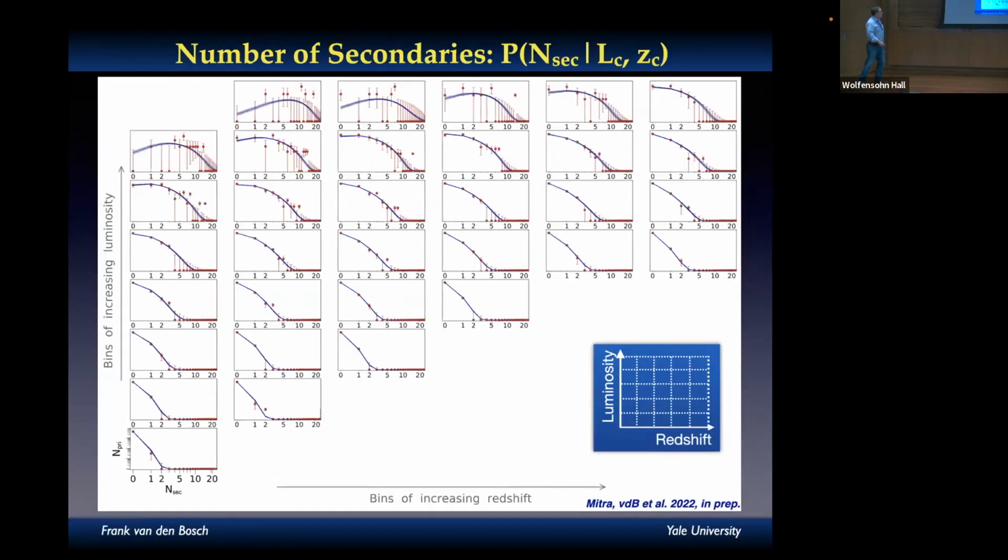We can also do this same thing for the probability that I have n secondaries as a function of luminosity and redshift. Okay, this is again n secondaries 0, 1, 2, all the way to 20. Red dots are the data. Blue lines are the model predictions. So in an absolute sense, we're really fitting this data very nicely.